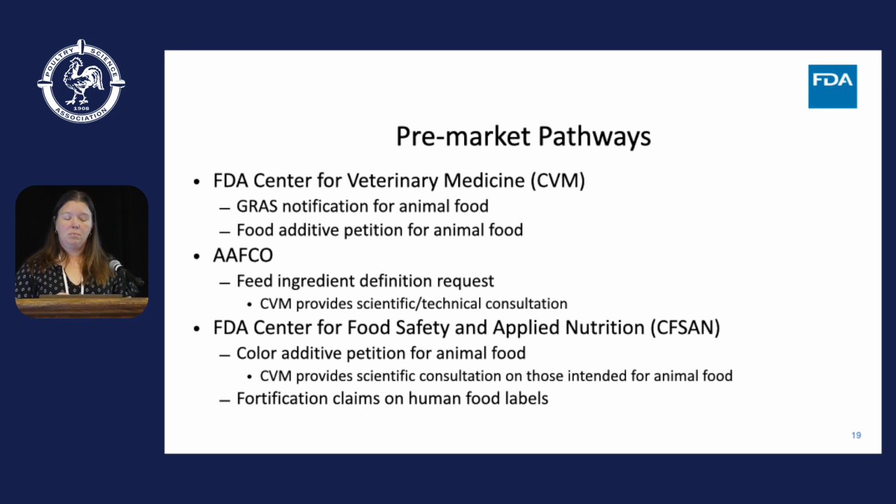But when you're at the point of submitting that dossier, if it's for a GRAS notice or if it's for a food additive petition, it's going to come straight to CVM. If it is for an AAFCO feed ingredient definition, it's going to start with the AAFCO investigator, and then they will consult with us to evaluate that scientific data and information. And if it's for a color additive petition, or if it's discussing the claims specifically that are intended to be put on that human food packaging, then you'll first start with the Center for Food Safety and Applied Nutrition.